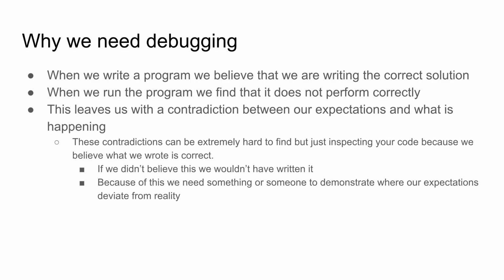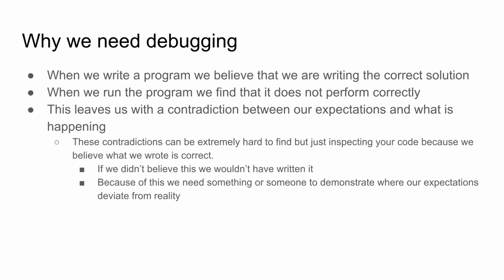So one of the reasons that we need to debug is that when we write code, we tend to believe we are writing the correct solution, right? Most of us aren't wasting our time writing down the wrong answer to the problem. And so when we run our program, we find that our expectations are not met, right? We thought we wrote the right thing. We run our program, and it's not passing this test case. It has some bad behavior. So we have this contradiction between our expectations and what's really happening. And that's kind of jarring.